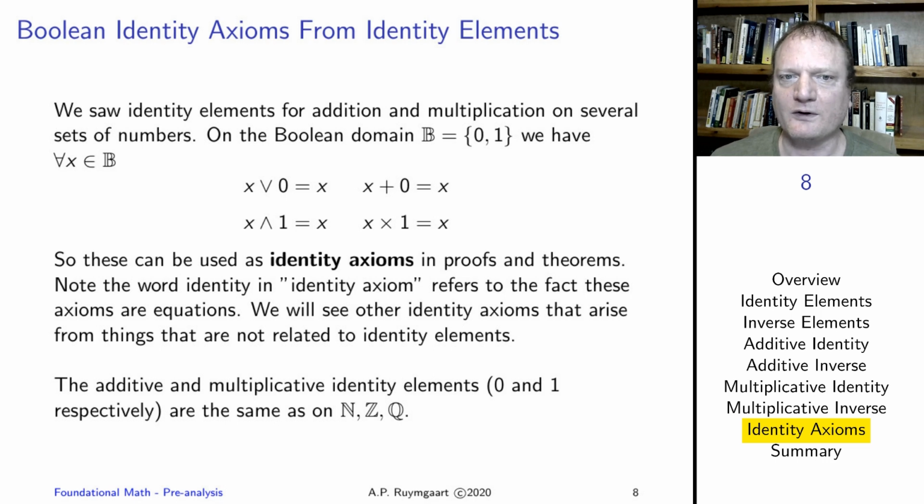These form identity axioms that we can later use in developing theorems and further algebra in axiomatic math. So our identity elements led to two identity axioms that we have here that we can use to do proofs and such.